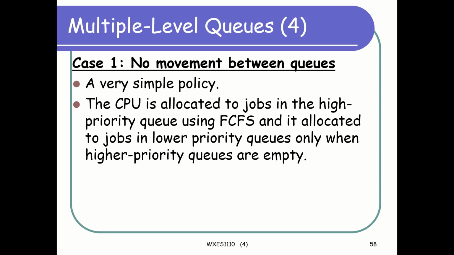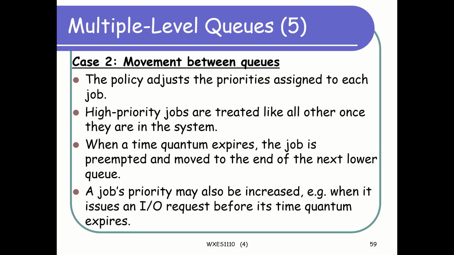So case 1, no movement between queues. It's a very simple policy, not complex. The CPU is allocated to jobs in the high priority queue using FCFS, and it is allocated to jobs in low priority queues only when high priority queues are empty. So it will execute the higher priority ones, then the lower priority.